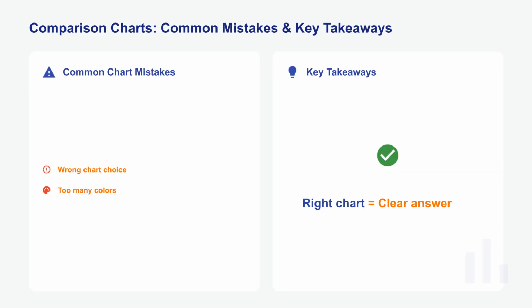Common chart mistakes include choosing the wrong chart type or using too many colors. The key takeaway is simple: the right chart provides a clear answer.